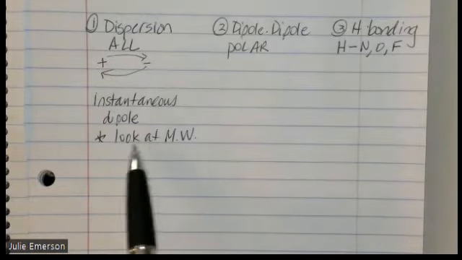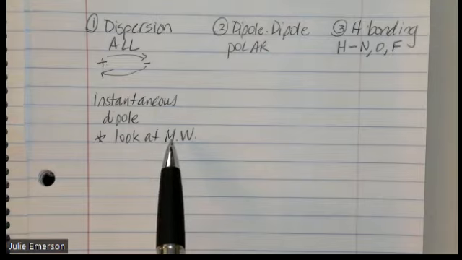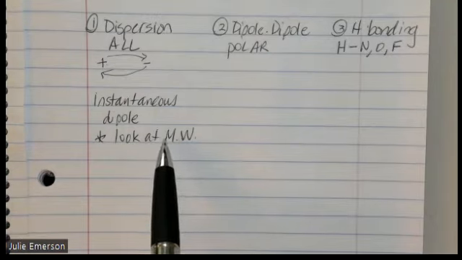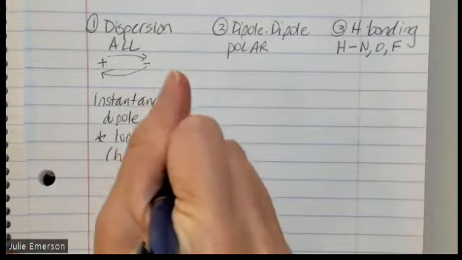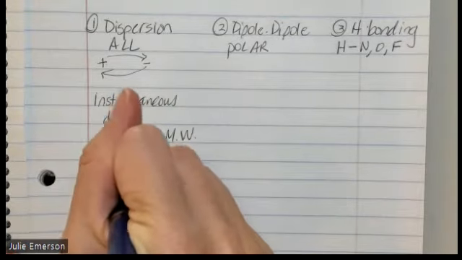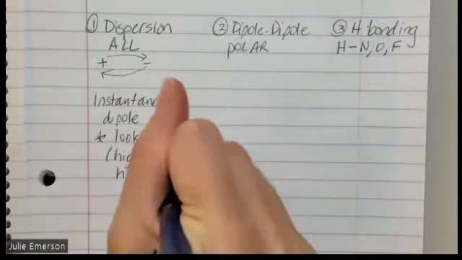So the heavier the compound is, the higher the molecular weight or molar mass, the more electrons there are, the more impactful that instantaneous dipole can be. So higher molecular weight means higher dispersion forces.